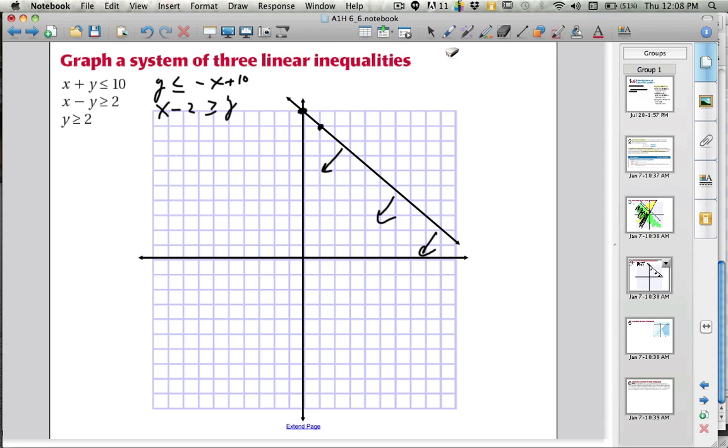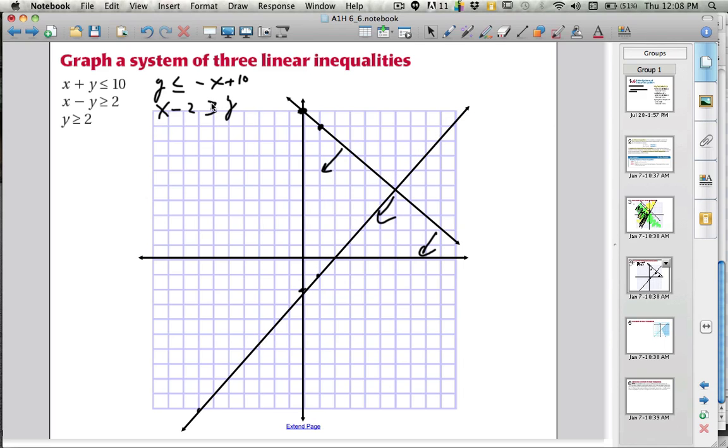That was terrible. Let me try to be a little more accurate with that. Negative 2. And a slope of 1. So up 1, right 1. And then I have, again, a solid line because it's or equal to. Wow, I missed again. Get that line in the right spot, about there.